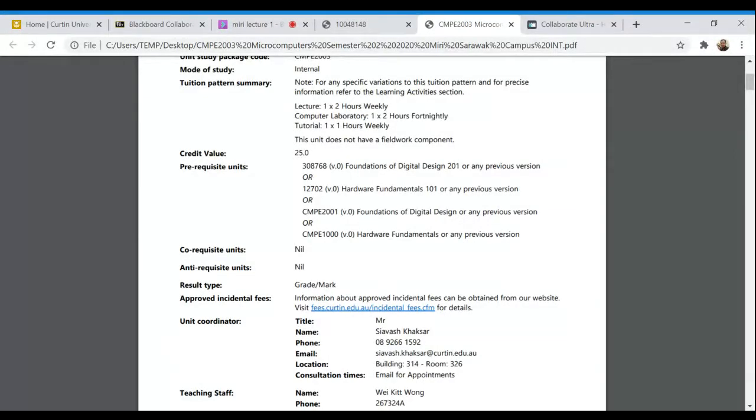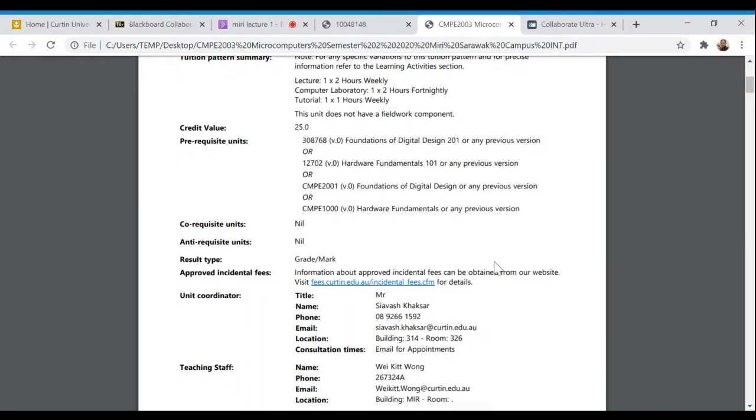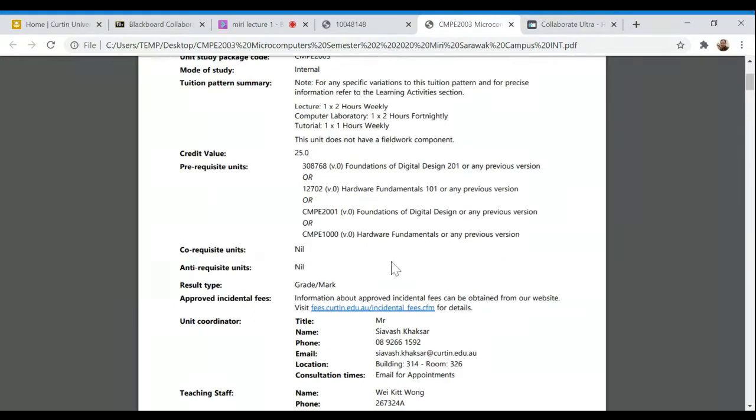And in this class, microcomputers, we are basically going to learn a very rough overview about how computers, microcontrollers, and microcomputers actually work. At the moment, many of us seem to have a very vague idea of what microcomputers are and what microcontrollers are.